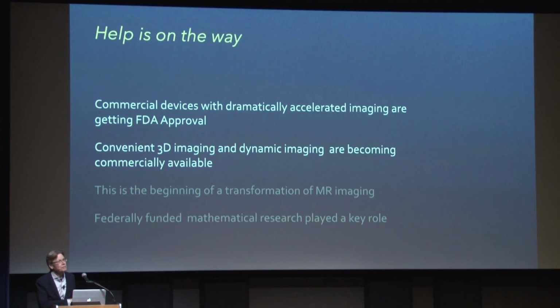So we would like to have more MRI, and I can tell you that help is on the way. Last year in the spring, so 1 year ago, a series of commercial devices that dramatically sped up the acquisition of MRI data got FDA approval. And these are now available on the marketplace and are becoming commercially available. So I'd like to talk a little bit about that development and then finally lead into the role that mathematical research played in enabling this fundamental speed up in this important task.